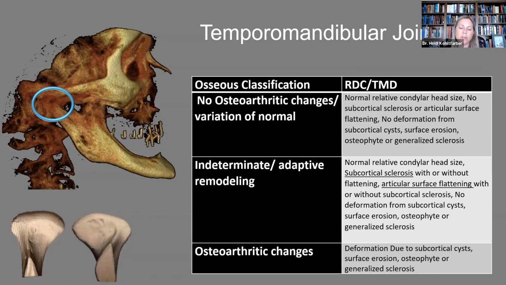But basically, we use the research diagnostic criteria for TMD to evaluate the osseous structures. And in that, it takes 11 different criteria and funnels it down to no osteoarthritic changes, or maybe it's indeterminate for osteoarthritic changes, such as adaptive remodeling. We see that with articular surface flattening alone, with nothing else going on. You might say, well, we have some adaptive remodeling. Or yes, we have osteoarthritic changes. And with yes, osteoarthritic changes, we're going to see subcortical pseudocysts, surface erosions, anterior osteophytes, or a generalized bony sclerosis.